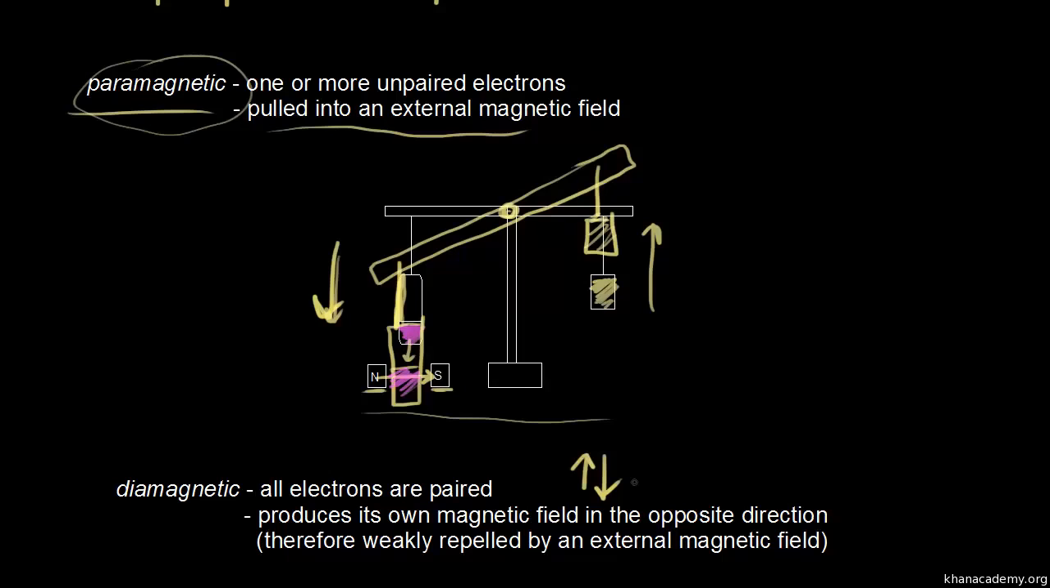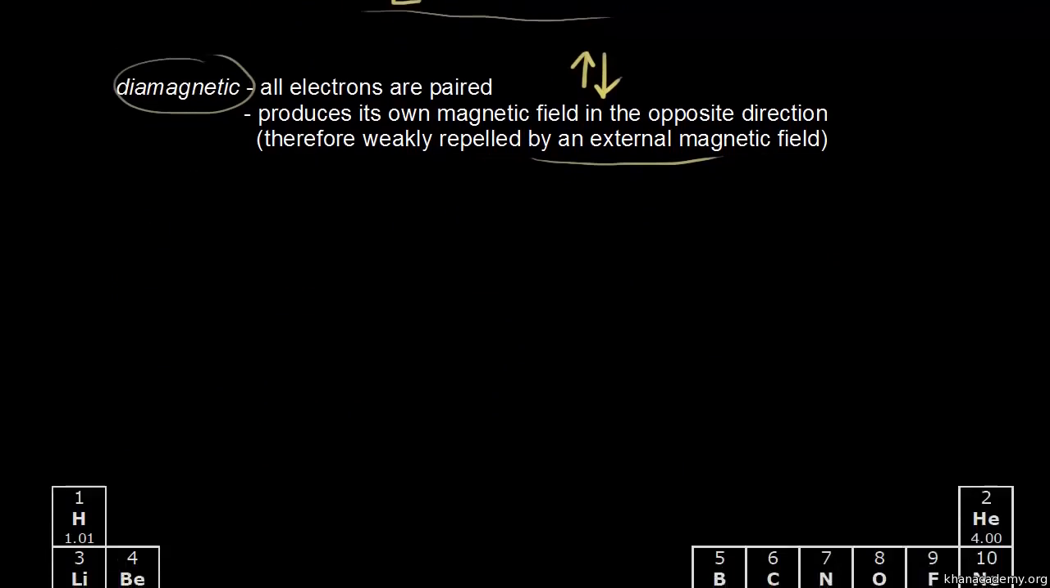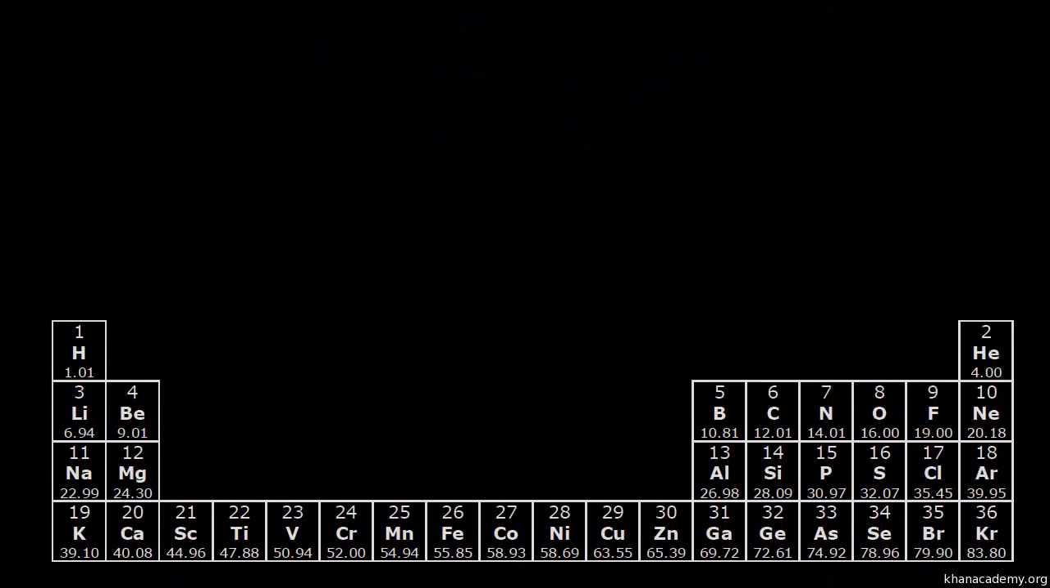Actually, it produces its own magnetic field in the opposite direction, so it's weakly repelled by an external magnetic field. So we have these two definitions, paramagnetic and diamagnetic, and we can figure out if atoms or ions are paramagnetic or diamagnetic by writing electron configurations. So let's look at a shortened version of the periodic table, and let's look at some elements, and figure out whether those elements are para or diamagnetic.